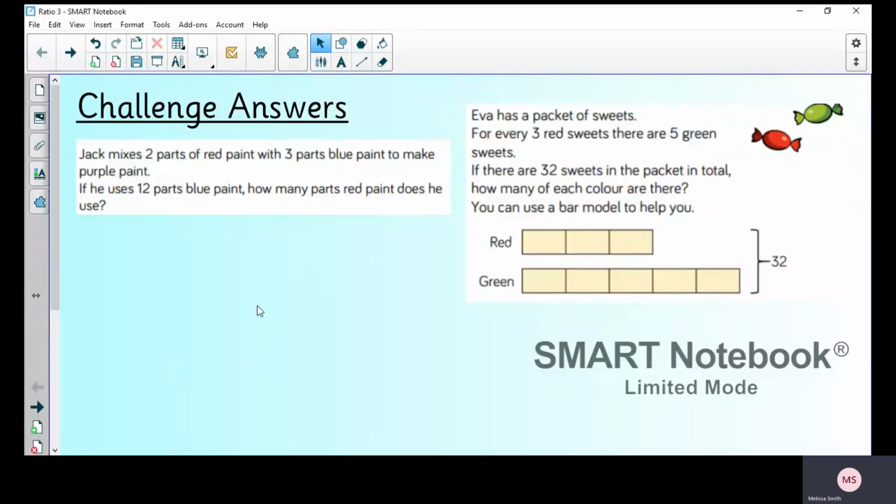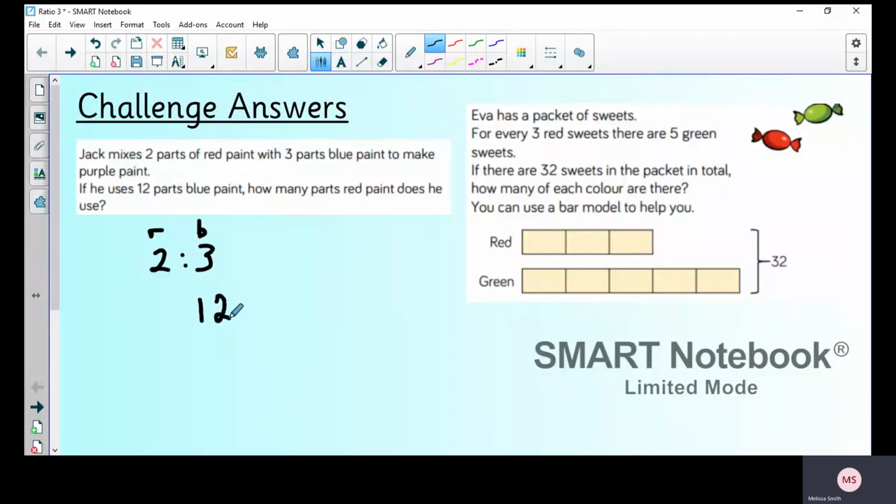Let's have a look at our challenge answers from yesterday. Jack mixes 2 parts of red paint, so let's just make a note there, and 3 parts of blue paint, so the ratio there is 2 parts to 3 parts, and he's using that to make purple paint. If he uses 12 parts blue paint, how many parts red paint does he use?